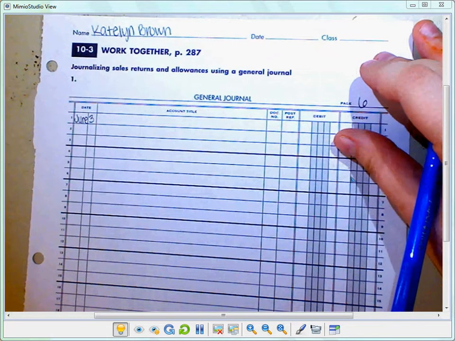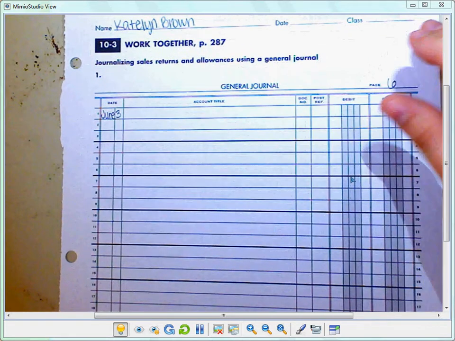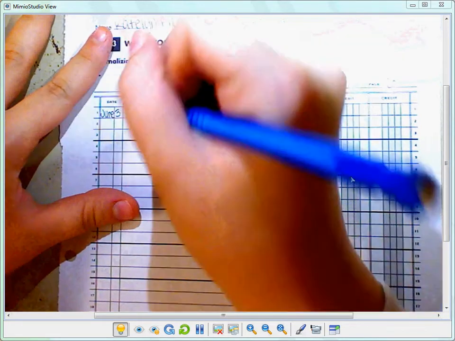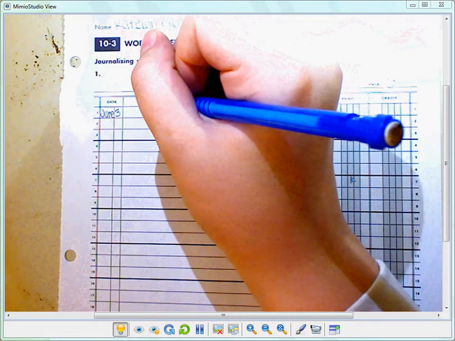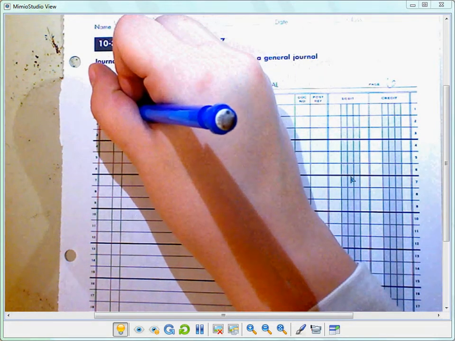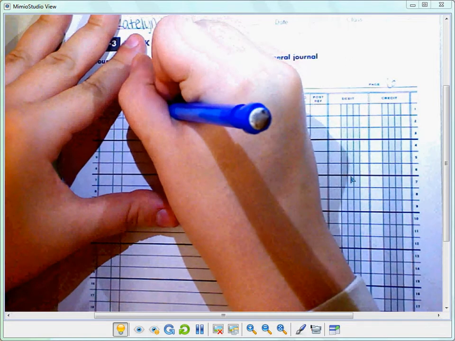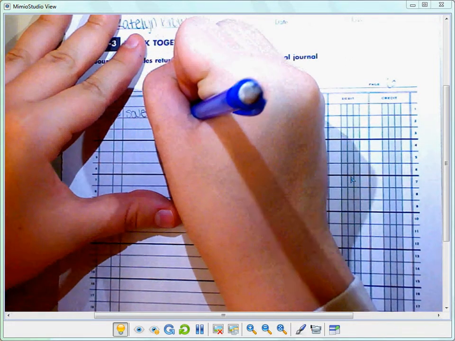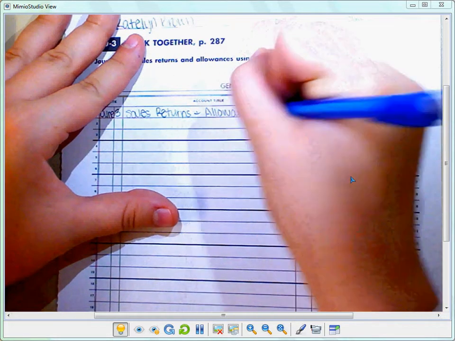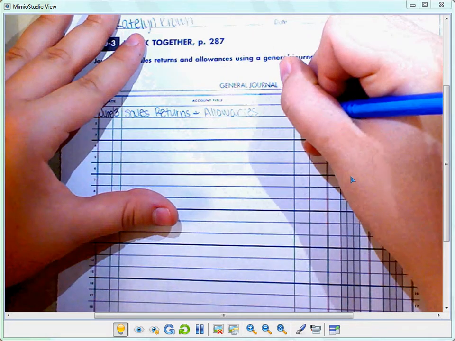So June 3rd, and then for this one, we're going to have 3 accounts. Well, I'm going to tell you what they are, and then you guys can tell me where they go. We're going to have sales returns and allowances, accounts receivable, and sales tax payable. So what would be a debit account? Right, so sales returns and allowances. And our document number is CM41.